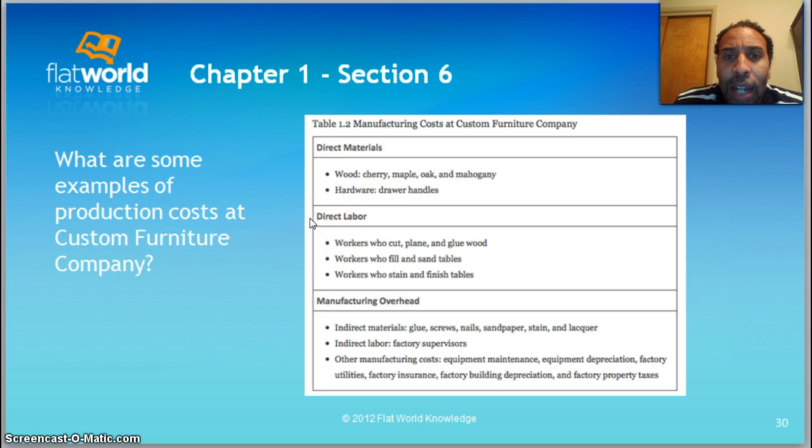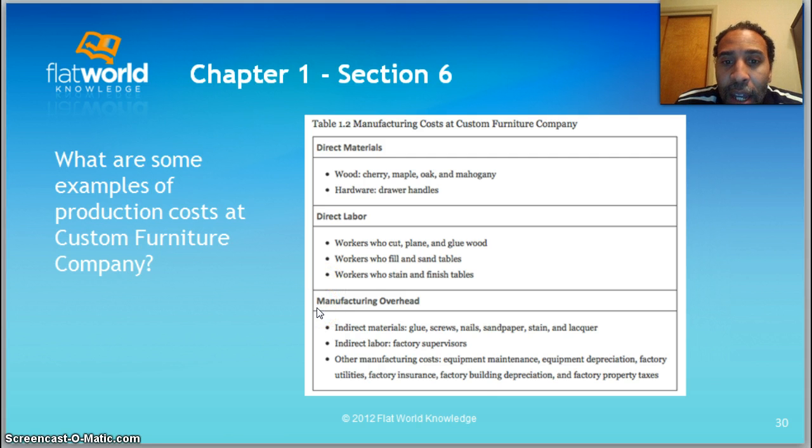Now down to direct labor, workers who cut, plane, and glue wood, right? So this direct labor are people who are directly associated with the process of creating a good. Workers who fill and sand tables, and workers who also stain and finish tables.